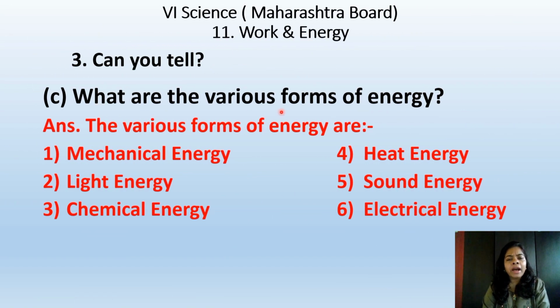See, what are the various forms of energy? These are the 6 forms of energy given to us. Mechanical energy, light energy, chemical energy, heat energy, sound energy, and electrical energy. So these are the various forms of energy given to us.